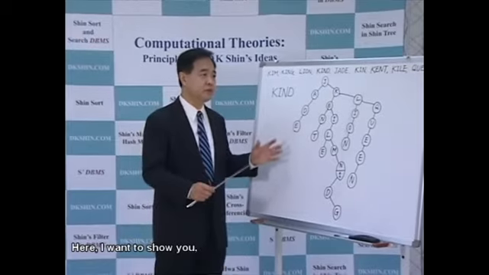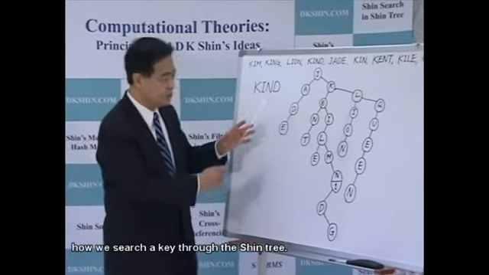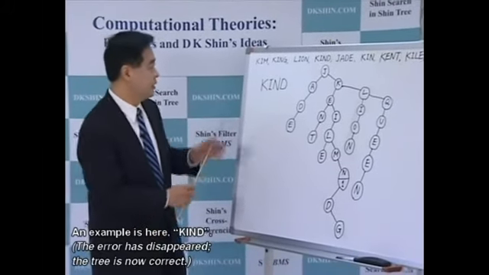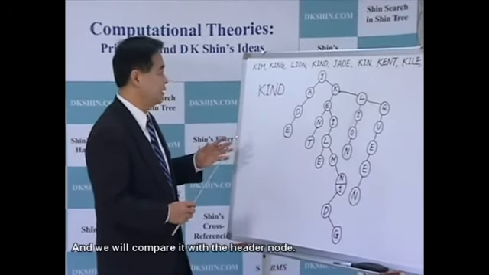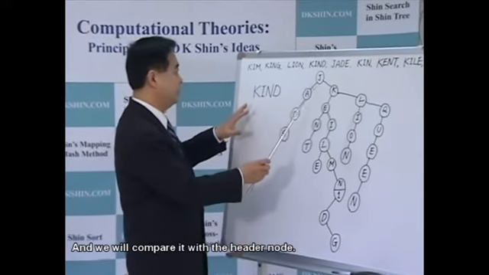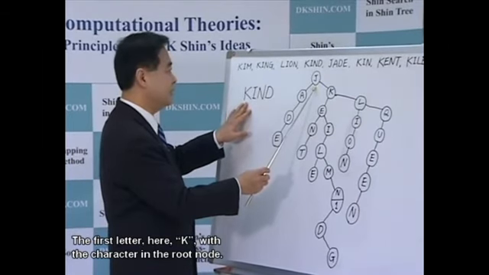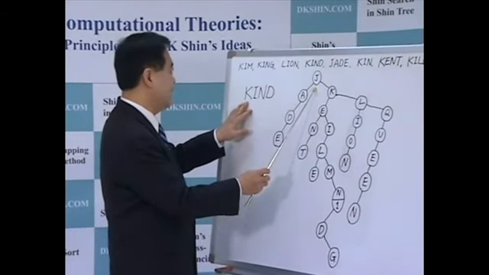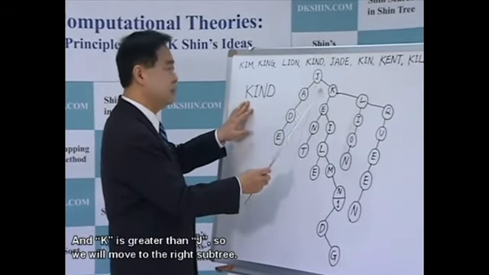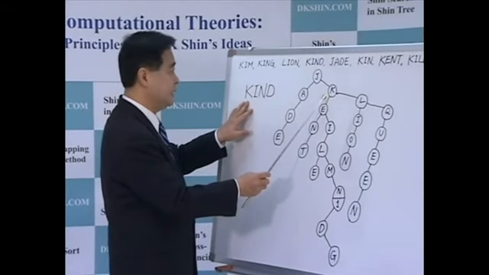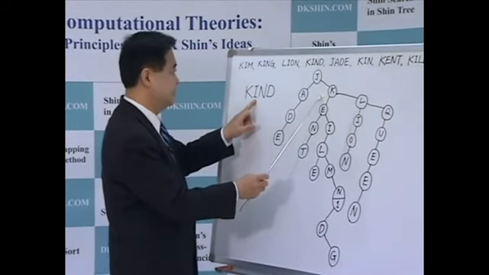Here I want to show you how we search a key through the Shin tree. The example is kind. This key will be searched, and we compare the first letter K with the character in the root node. K and J will be compared, and K is greater than J, so we move down to the right subtree. K and K are the same, so they are equal, so we move to the left subtree.